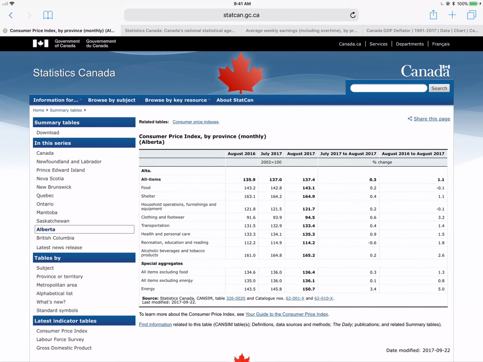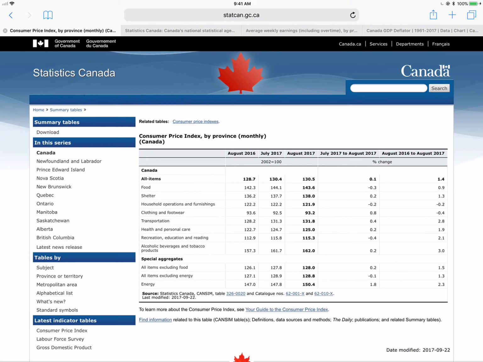So, consumer price index, and we're looking at all items. You can actually look at individual categories and look at how their prices change, but we're going to look at CPI for Canada. Notice here you can also find CPIs for the different provinces. In August 2016, the CPI was 128.7, and in August 2017, it was 130.5.